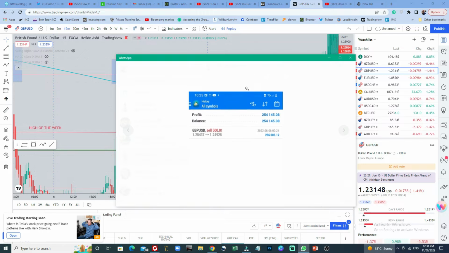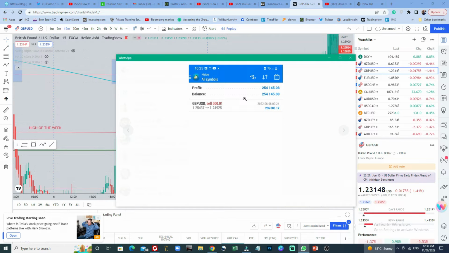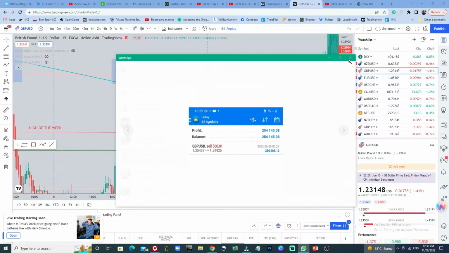So I think I tested with this one. If I can remember, I took this GBP USD sell. This is a demo account. I used a big lot size, and you can see how much I got there.